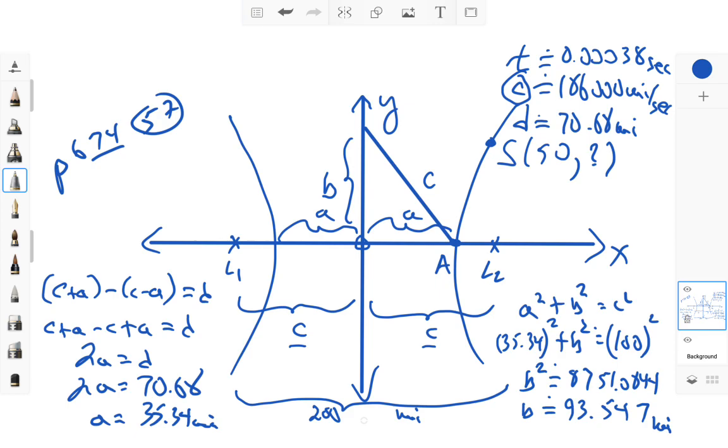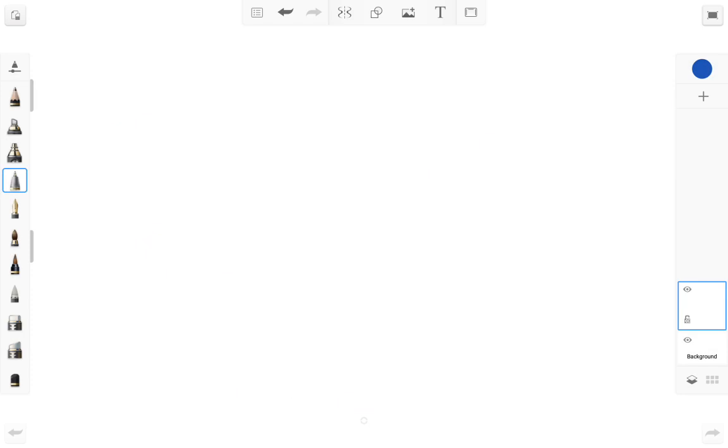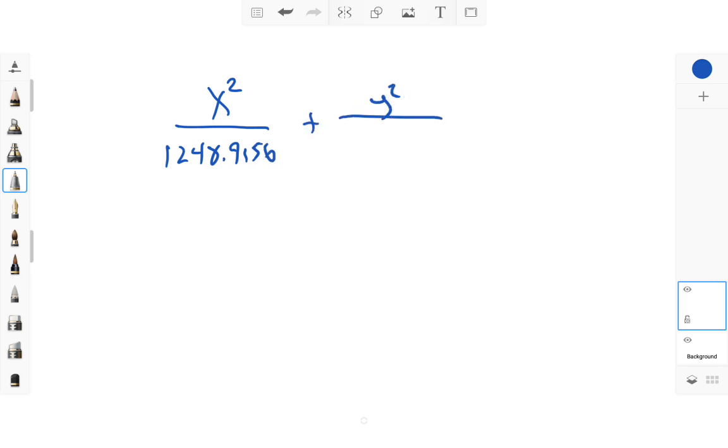Alrighty, and so what are we going to do? I'm going to get rid of this sketch because I can't do multiple pages on here. I can do multiple layers. I'm going to start a new sketch, okay, and I'm going to say, all right, so now I get that x squared over a squared, which is 1248.9156, plus y squared over b squared, which we said was 8751.0844, is equal to 1.